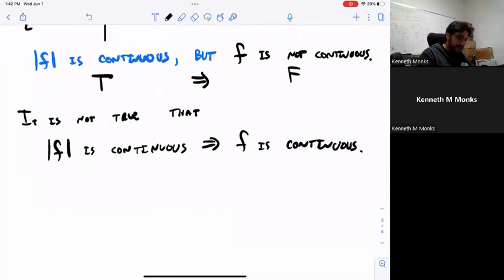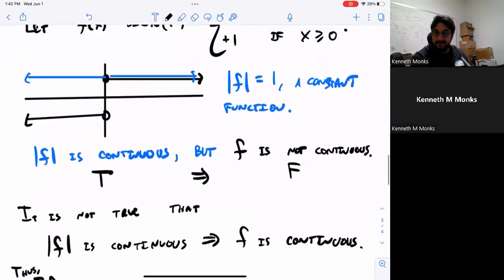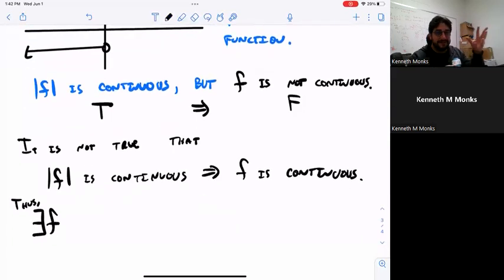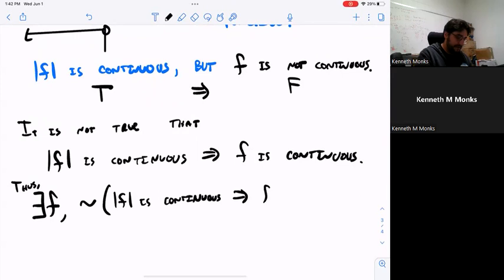So what you could say is, we just found that there exists an f, in particular, the sign function. We constructed one. There exists one, because look, I just built it. So this is why with a counterexample, you want to be very specific because you're constructing an example. So there exists an f such that it was not true that absolute f is continuous implies f is continuous. That was not the case.